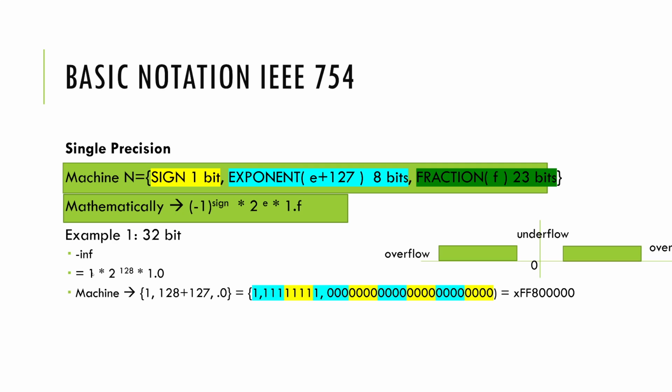Equivalent would be if you drop this negative sign, make this a 0, that would look like 7F800000. That would be a plus infinity sitting over here, right? So that's kind of the single precision, the general representation of numbers.